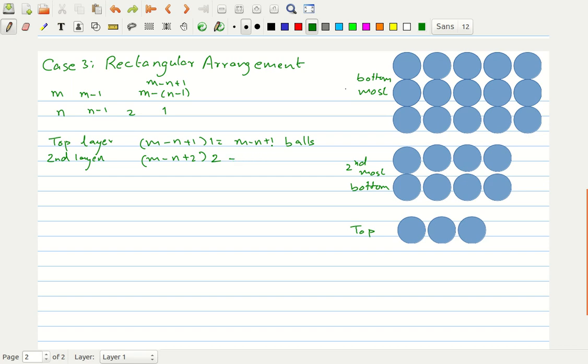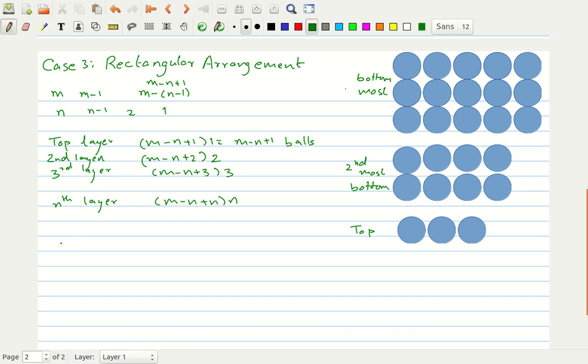and I think there's no need to solve this, right? So this is the second layer balls. Third layer will be having m minus n plus 3 times 3, and the nth layer, the bottommost layer, will be having m minus n plus n times n, which is actually equal to m times n balls. So you can see that this is 5 times 3 balls. Now we have to add all this up.